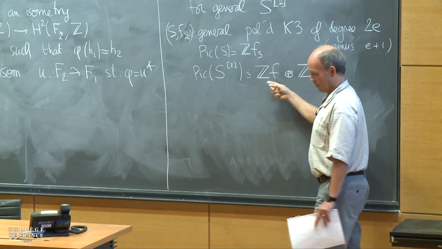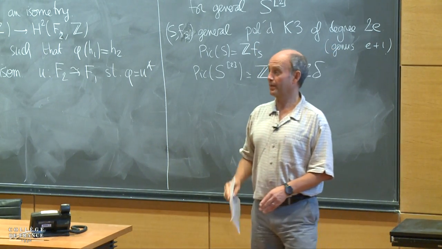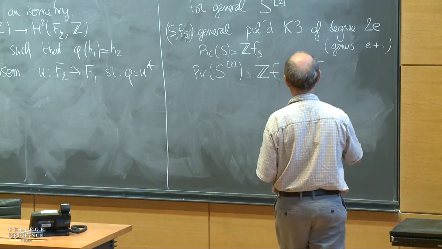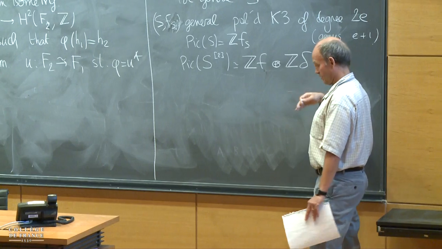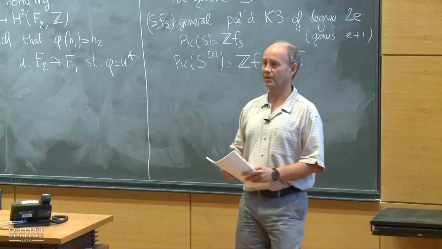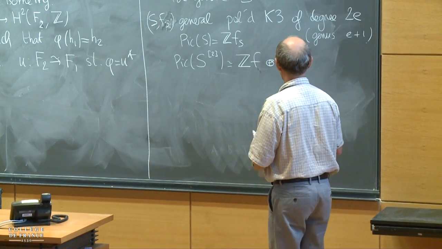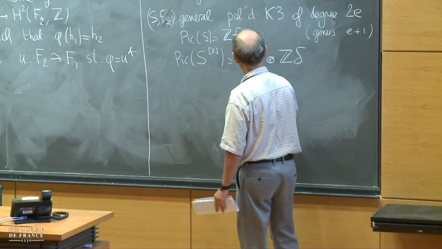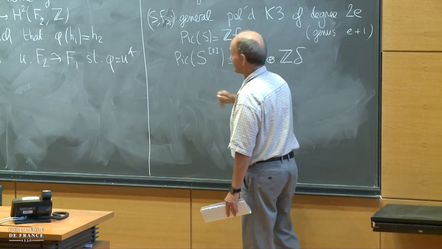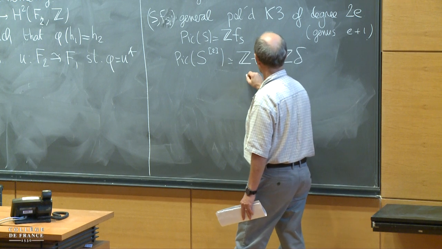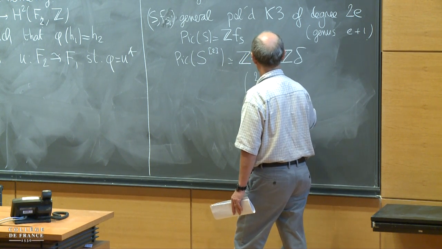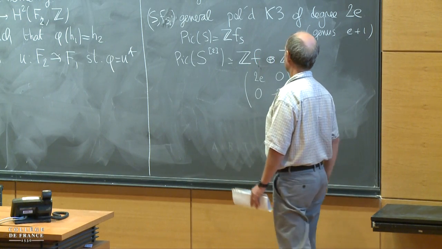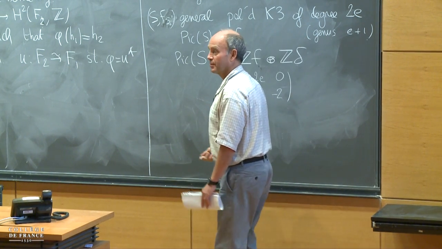So F is the nef and big line bundle on the Hilbert square that comes from the polarization on S, and delta is half of the class of the diagonal. We've seen that several times in this conference. And so the intersection form, the Beauville-Bogomolov-Fujiki form, is the intersection matrix (2e, 0; 0, -2). Okay, so F, as I said, is nef and big.